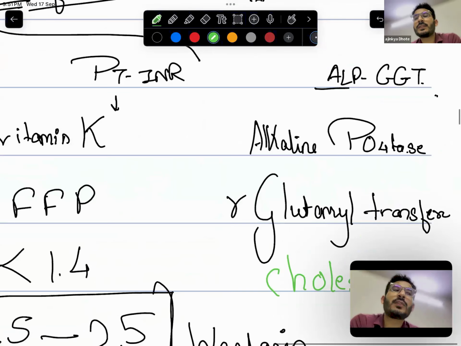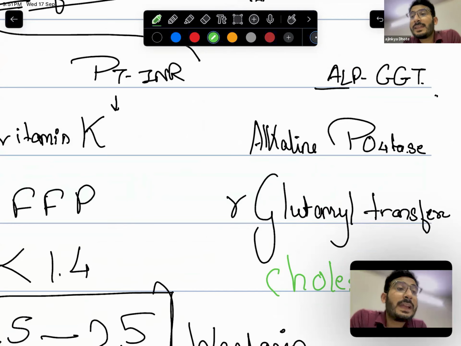ALP, alkaline phosphatase, is also seen in multiple other places, like your bone cells, osteoblastic cells, and in cells of the hematopoietic system. So anytime there's rapid multiplication of any of these cells or there's osteolysis, in these conditions also alkaline phosphatase is raised, because alkaline phosphatase is not specific for liver.